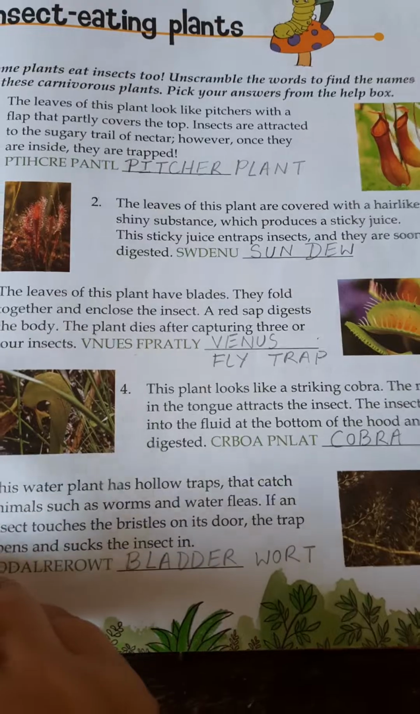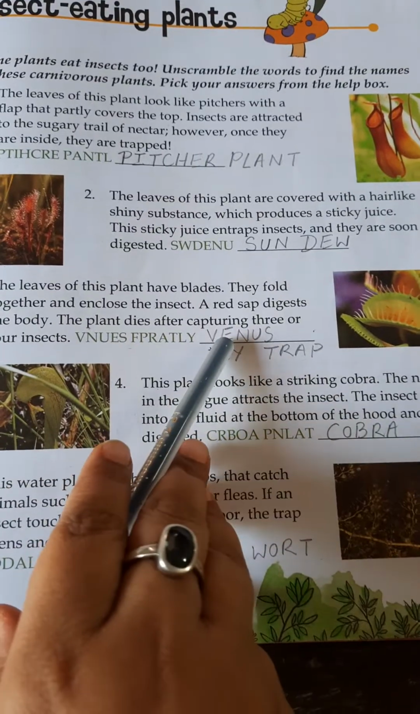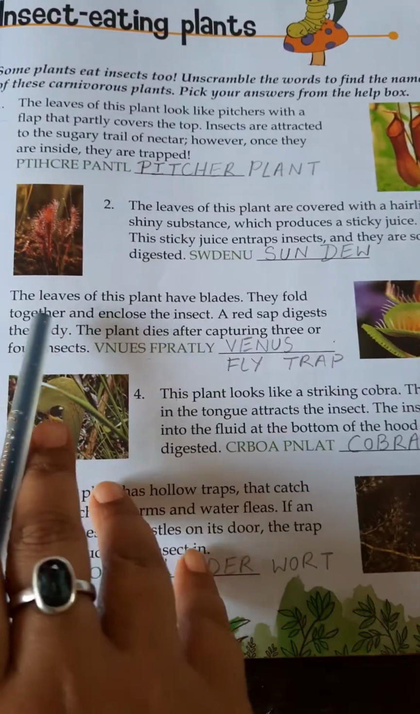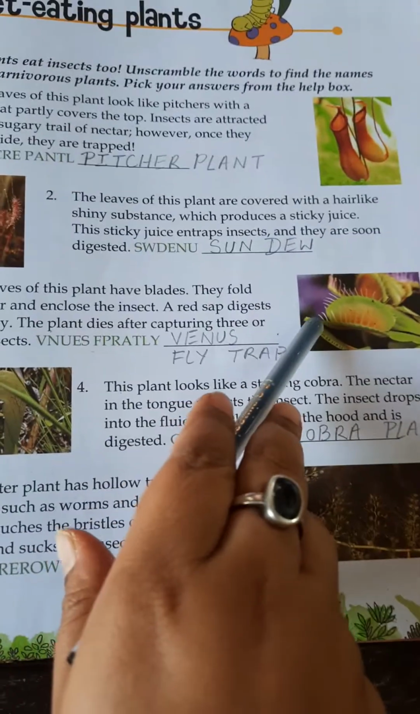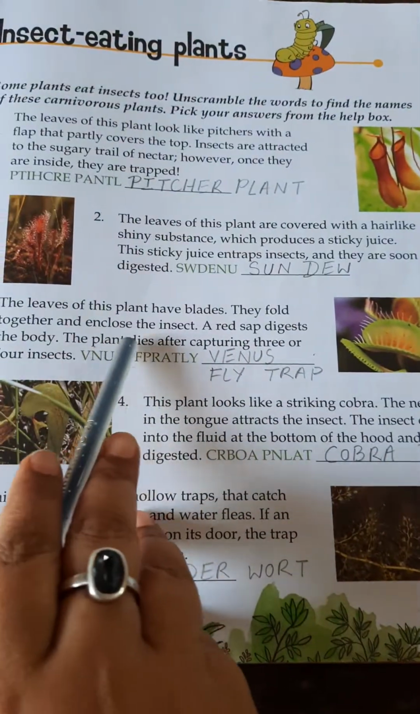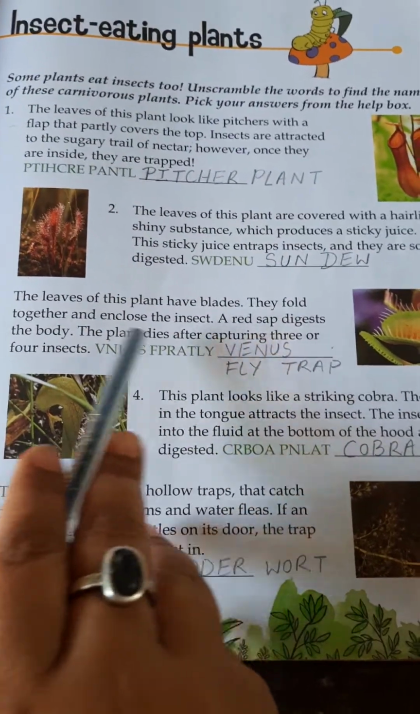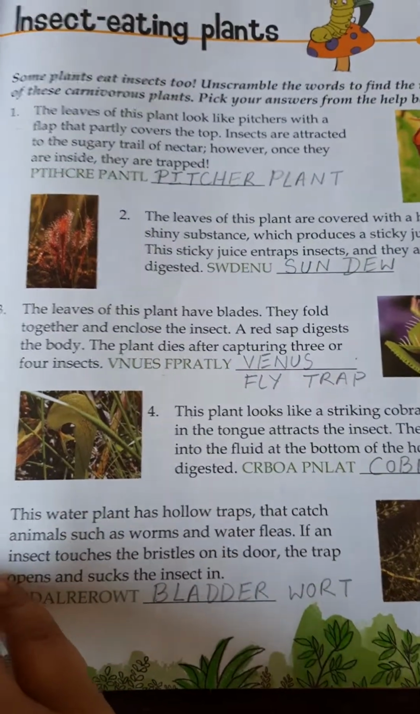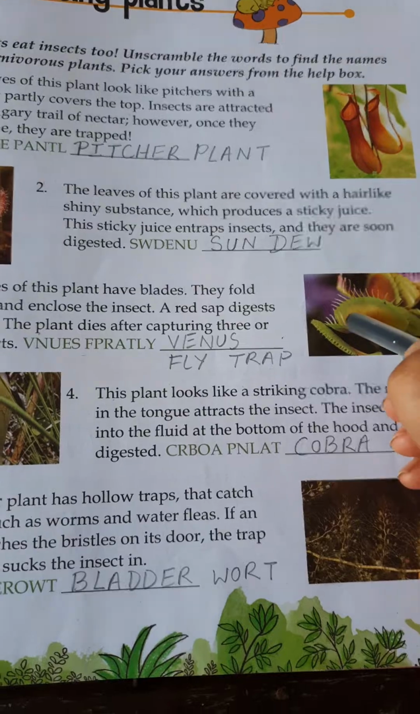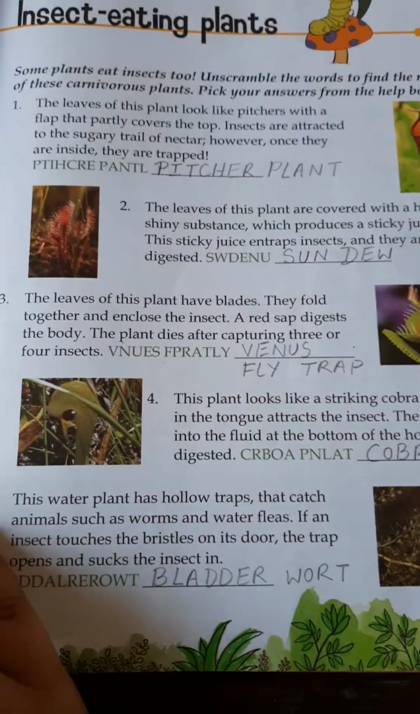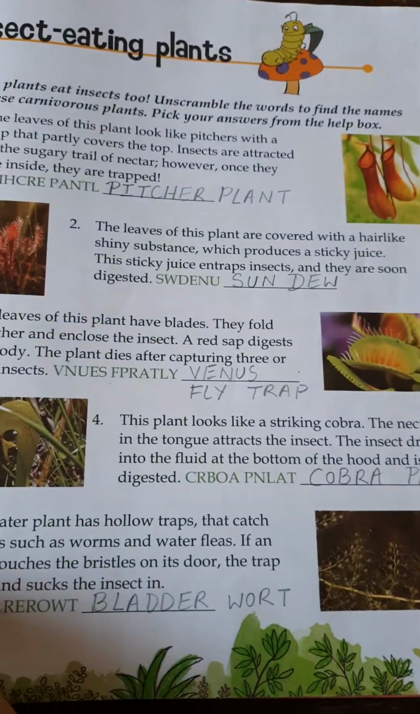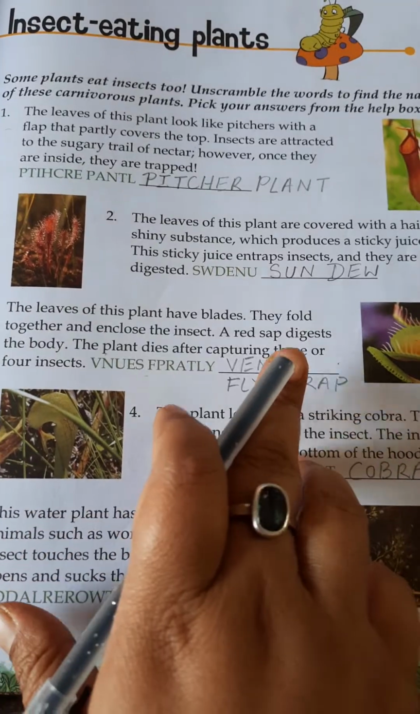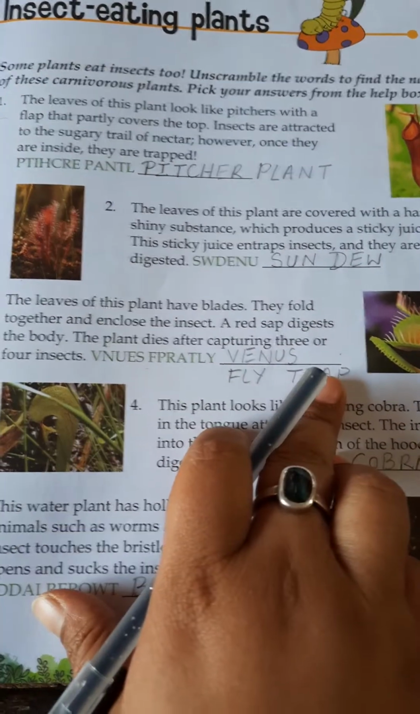The name of this plant is called Venus flytrap. Venus flytrap. The leaves of this plant have blades in it. They fold together and enclose the insect. A red sap, a sap type of thing, digests the body. The red sap digests the body. It is present in between. So it's a beautiful, different type of plant. So the name of this plant, you need to remember it very well. See the spelling I have written already.